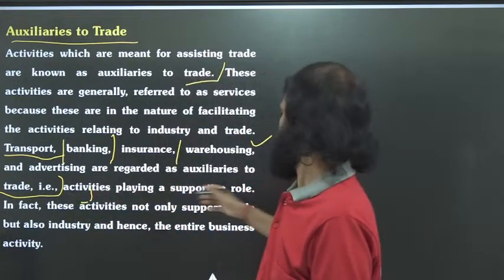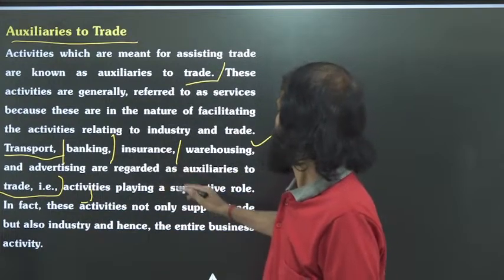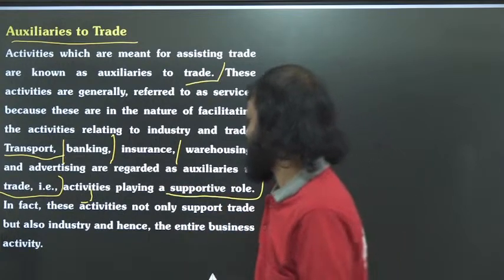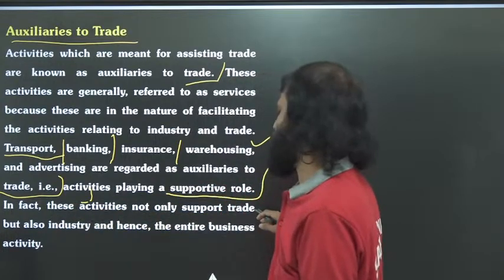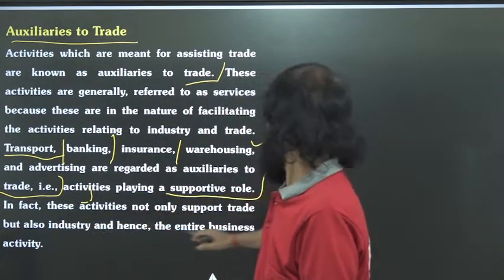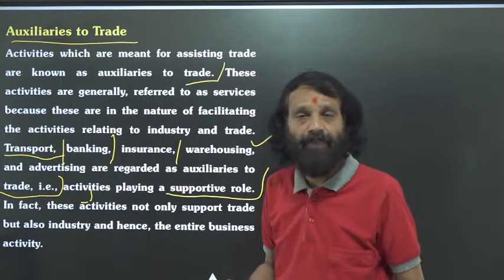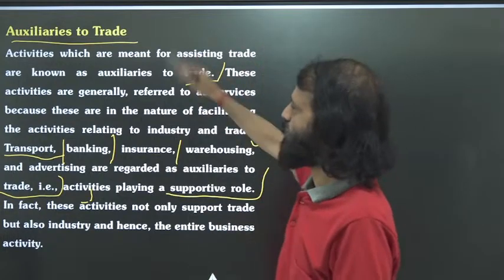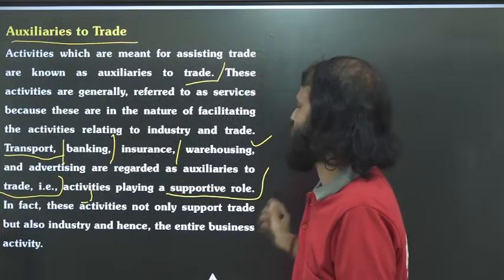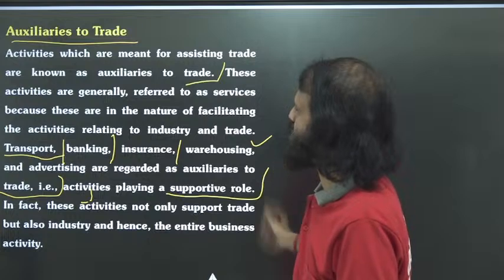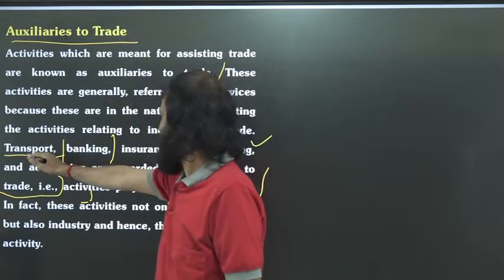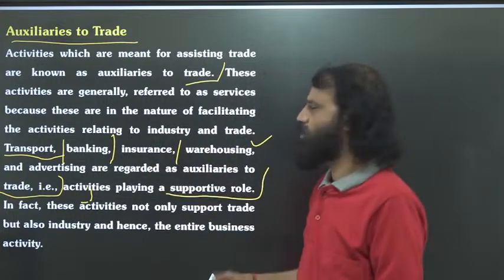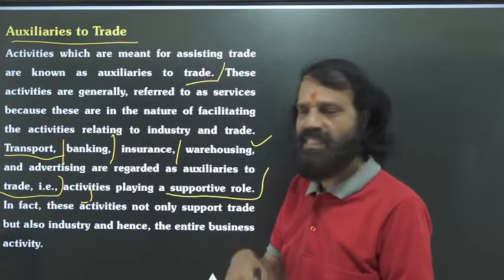So these activities are playing a supportive role. All these are giving a supportive role to enhance the trade and commerce within this country. These activities not only support trade but also industry, and hence the entire business activity takes place in our country. So here in this paragraph we studied about auxiliaries to trade. What are the factors affecting or accelerating the business? All these auxiliaries are transport, banking, insurance, warehouse, advertising. All these are supporting the business and trade within this country.